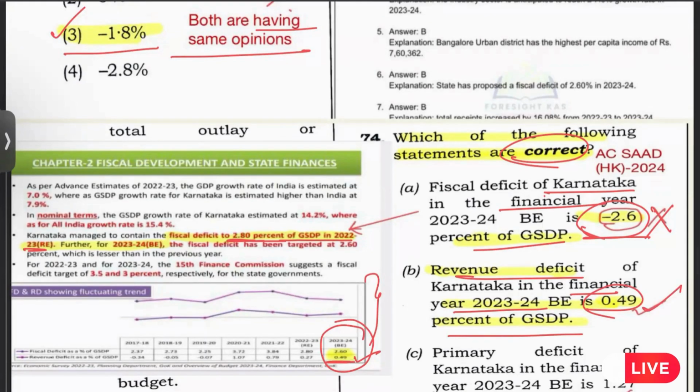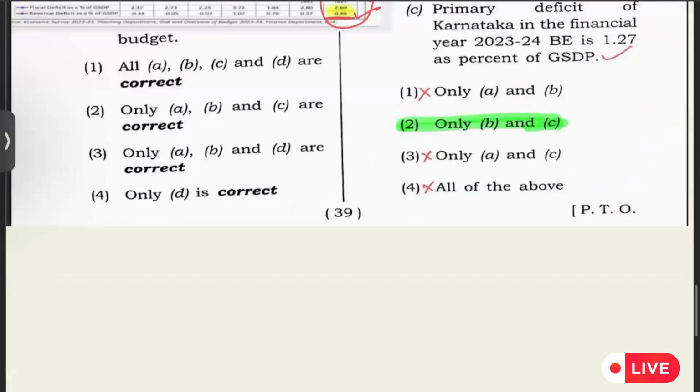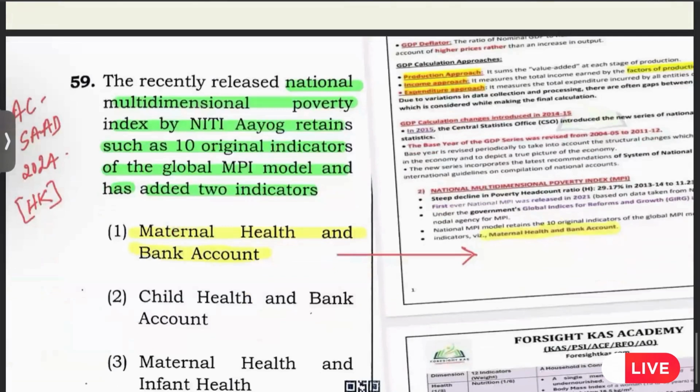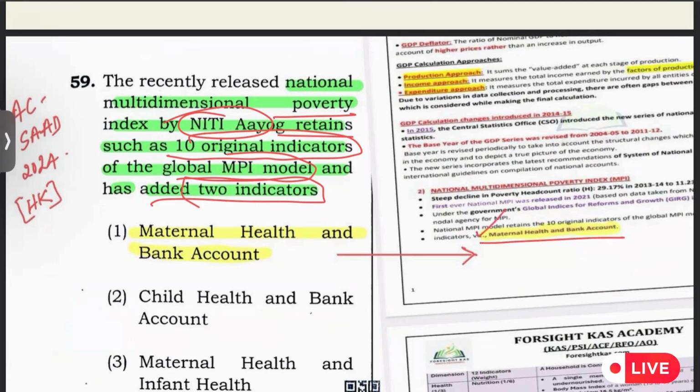So the questions were very easy, provided you have prepared these notes. Here is another important question. The National Multi-Dimensional Poverty Index by Niti Aayog retains 10 of the original indicators in the global MPI model and has added 2 indicators. We have mentioned what those 2 indicators are. One is maternal health and the other is bank account. So maternal health and bank account were directly picked up from here, and the question was asked.